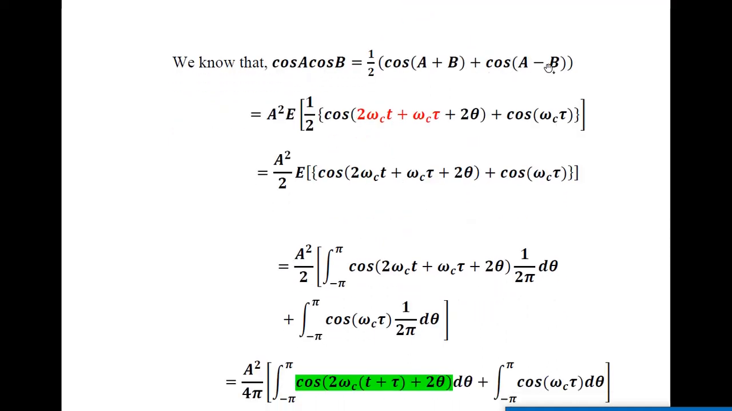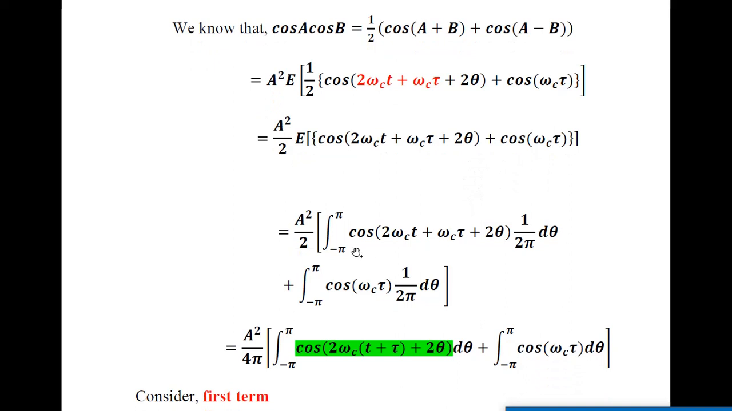So we can substitute as per the trigonometric equation which we mentioned, cos A into cos B is equal to so and so term here. Upon substitution we get cos of 2 omega ct plus omega c tau plus 2 theta plus cos omega c tau. So we can go for further simplification and grouping as per the similarity here. Next we perform the integration. Therefore A square by 2 is taken outside here, again 1 by 2 is taken outside, then E of, we are left with the expectation operator of both the terms of cos A plus cos B form. Now we go for integration of these individual terms between the permitted limits, that is minus pi to plus pi. So first term we integrate here, integration of minus pi to plus pi.